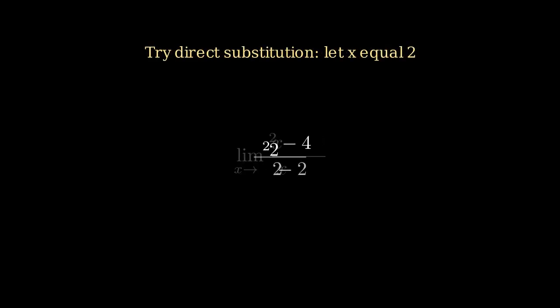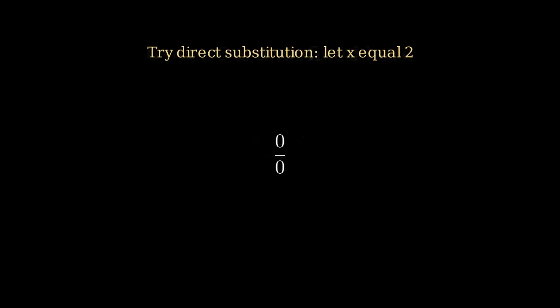Now let's use these ideas on a worked example. We want to find the limit as x approaches 2 of the quantity x squared minus 4 divided by x minus 2. Let's try direct substitution first, plugging x equals 2 straight in. On top we get 2 squared minus 4, which is 0, and on the bottom we get 2 minus 2, which is also 0, so we get 0 divided by 0, which is undefined.